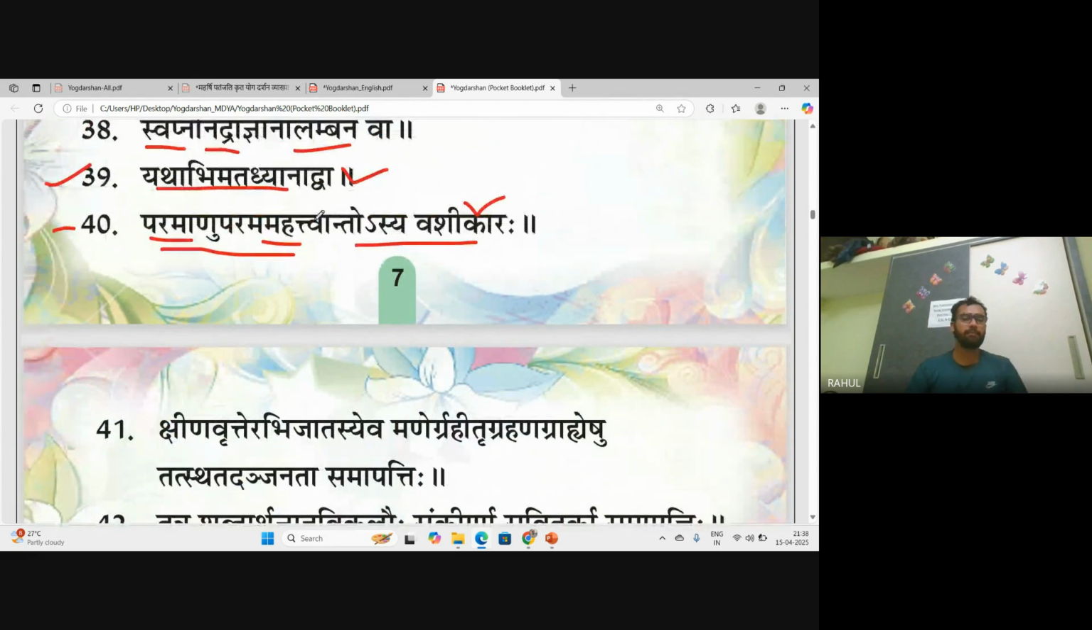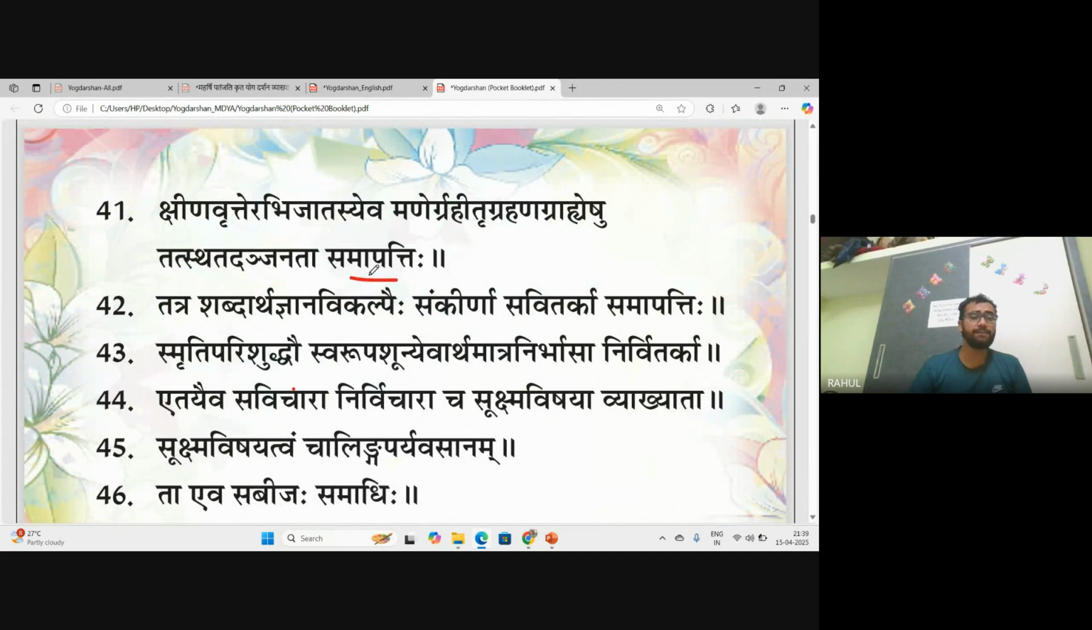What will happen if your chitta is under control? Then from Paramanu to Parama Mahattva, from the smallest atom to the largest element, the yogi can fully control. He can, without any disturbance, meditate on those particular elements.